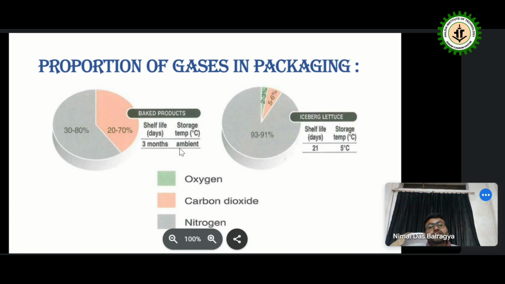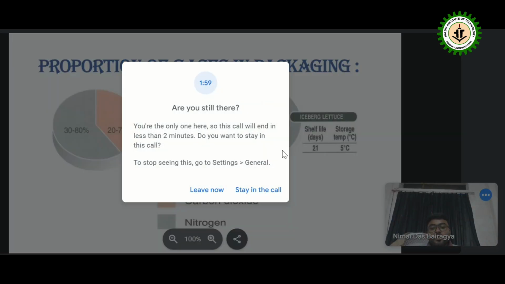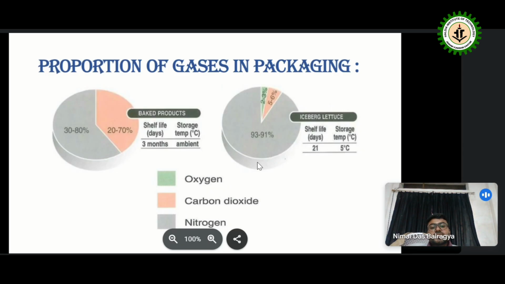for its good texture and for its good taste. Next, iceberg lettuce, these types of vegetable we can preserve by using 93 to 91% of nitrogen gas and 2 to 5% of carbon dioxide and a small portion of 2% oxygen gas we can use. Then the shelf life of this lettuce will be 21 days, if we keep it at 5 degrees Celsius temperature.